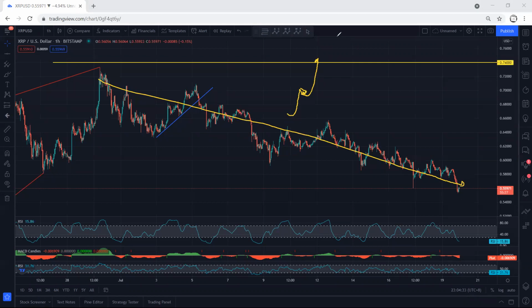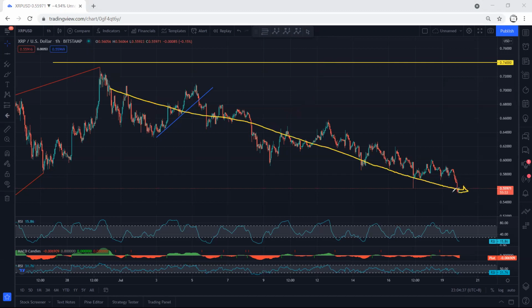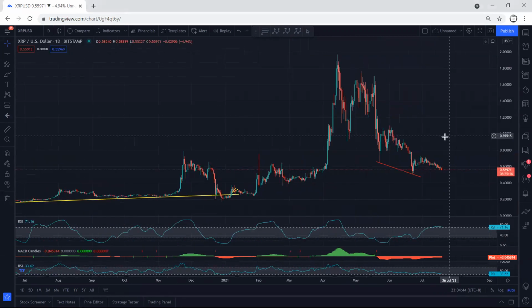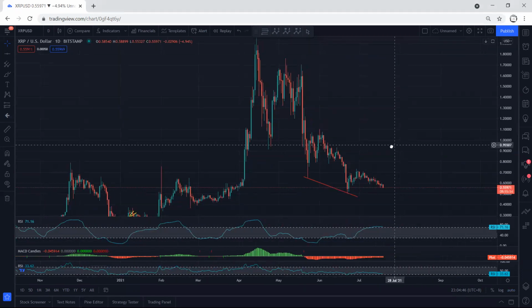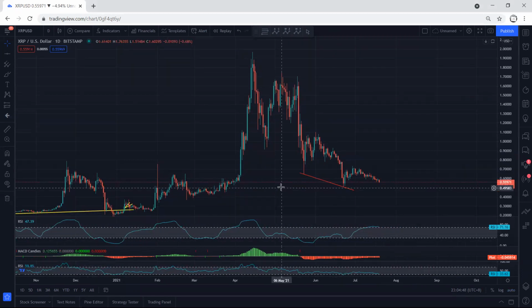This is what I mentioned, because as we can see, the way the price is moving, we are still within the down move, and the way it's moving is very corrective. By the way, again, if I move to the daily chart, the possibility of the price to retest the previous low, which is the 50 cent, is very high.